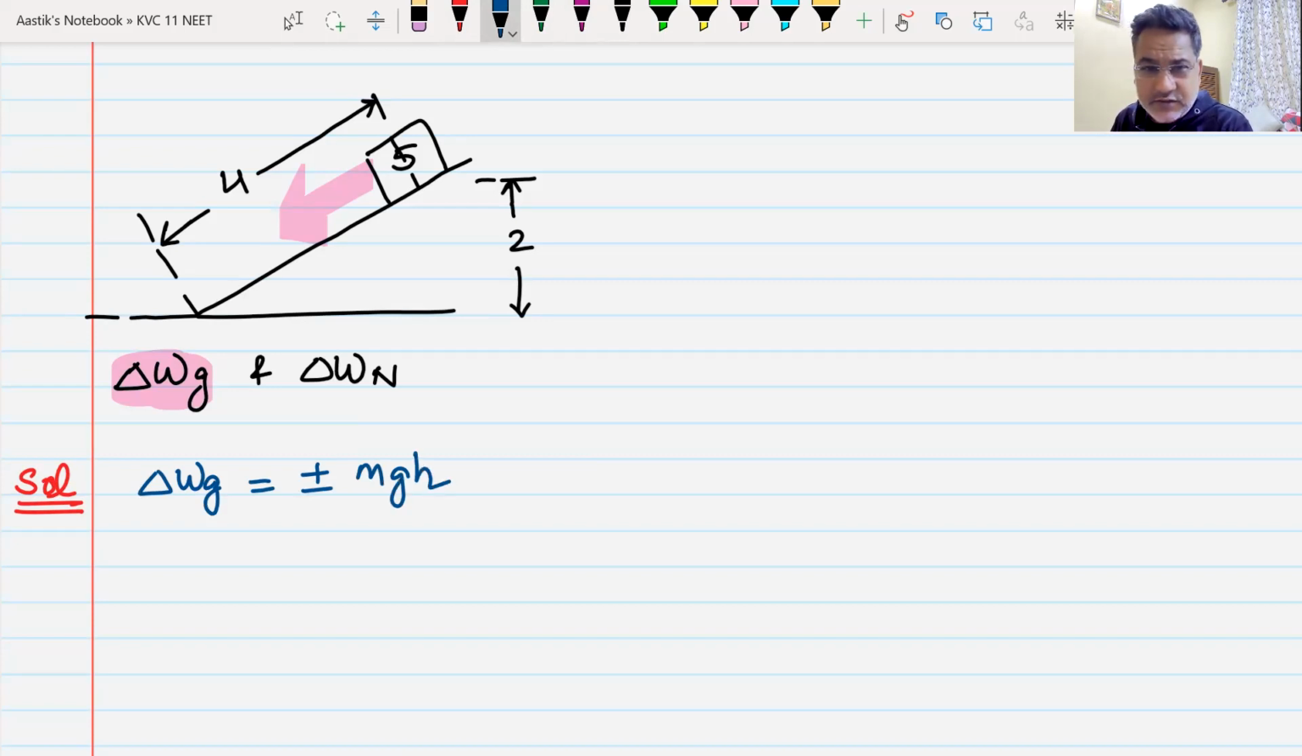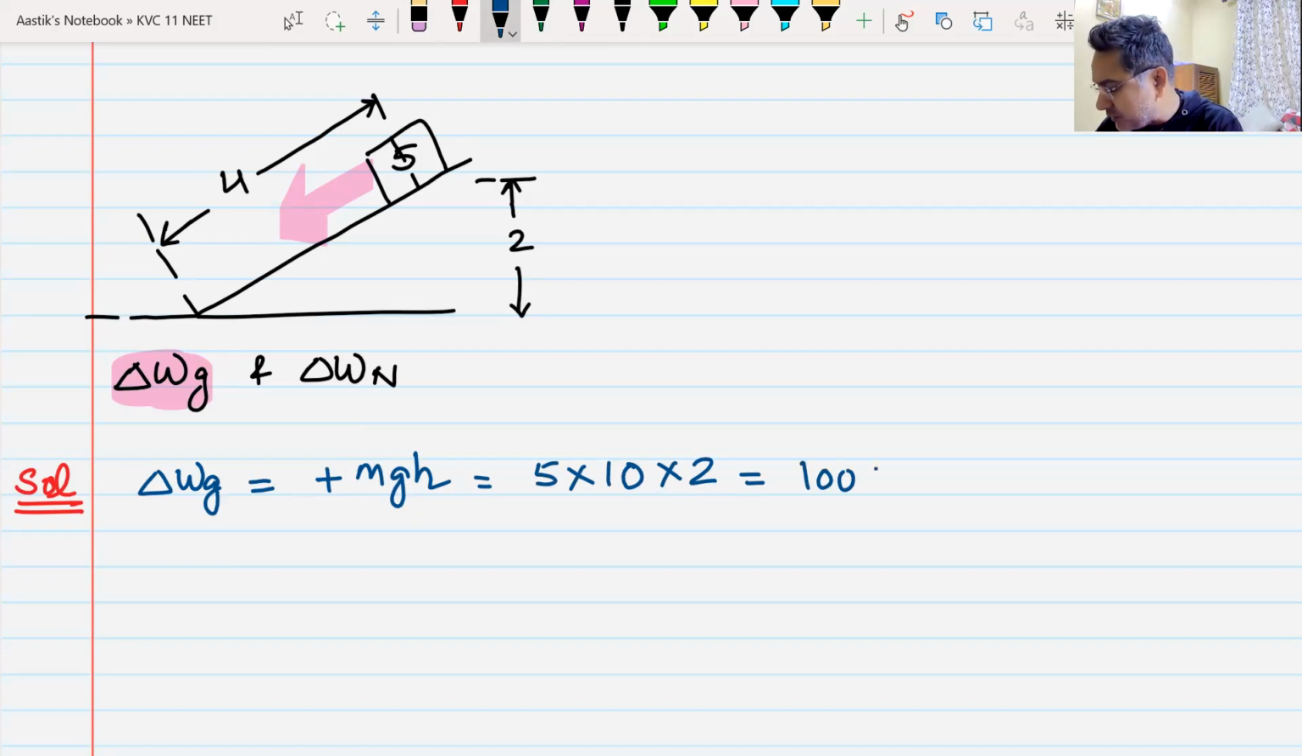Here is it positive or is it negative? Positive mgh, because the body is going down. Mass of the body is 5, g is 10, and the height is 2. That would be the answer. 5 into 10 into 2. The answer would be plus 100 joules. Do we understand this? Yes, sir.